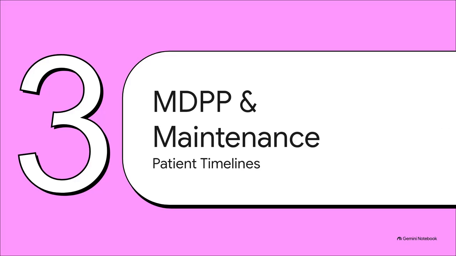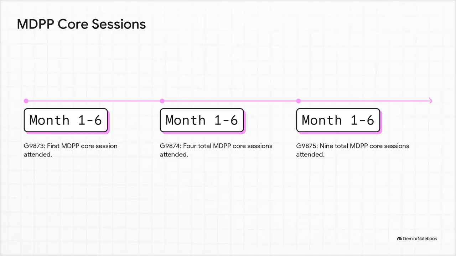Section 3, MDPP Core and Maintenance. For your Medicare beneficiaries in the MDPP, billing is basically a chronological footprint of their retention during those crucial first 6 months. You kick off the cycle with G9733 for their very first core session, and from there, it is completely a volume game. 4 total core sessions within those first 6 months gets reported as G9874. And when they successfully hit 9 total sessions in that same time frame, you upgrade it right to G9875.